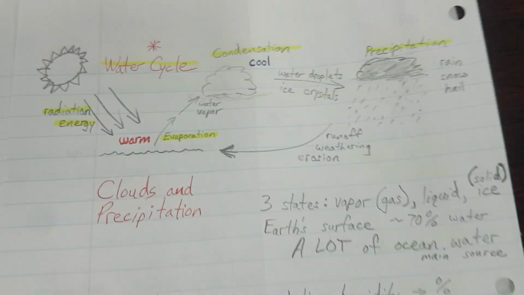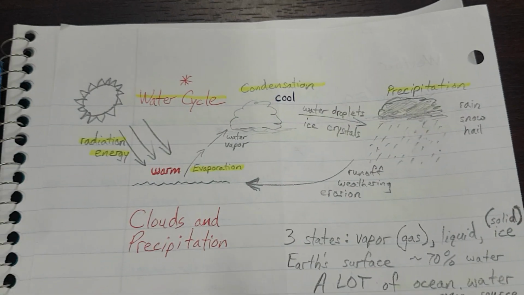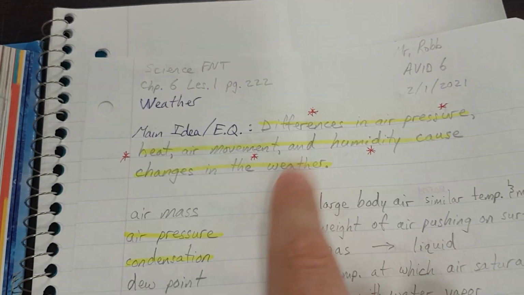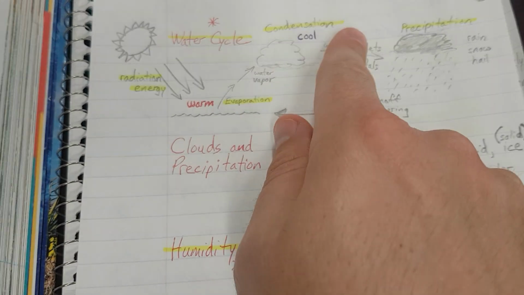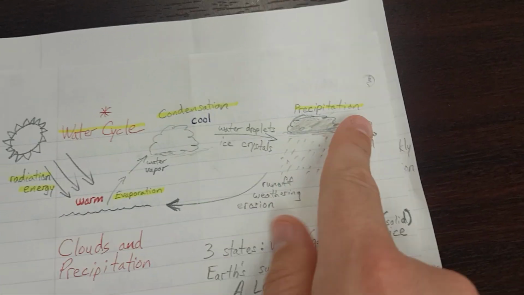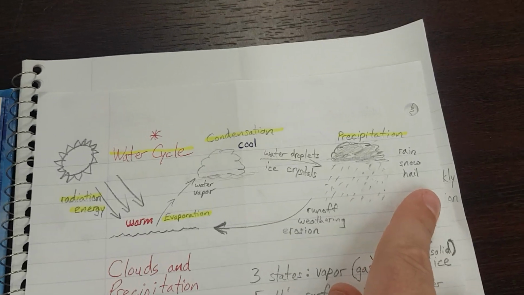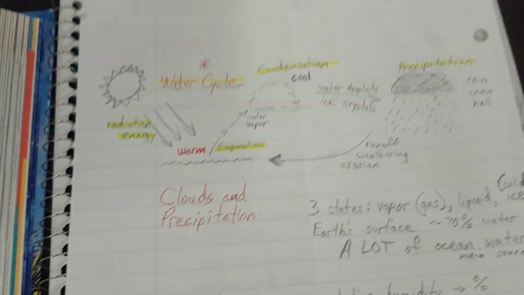Good. Now, the water cycle, all of those phases, right? That is weather. You're getting evaporation, condensation, precipitation. Rain, snow, and hail is the weather. So the water cycle is very important to all of that.